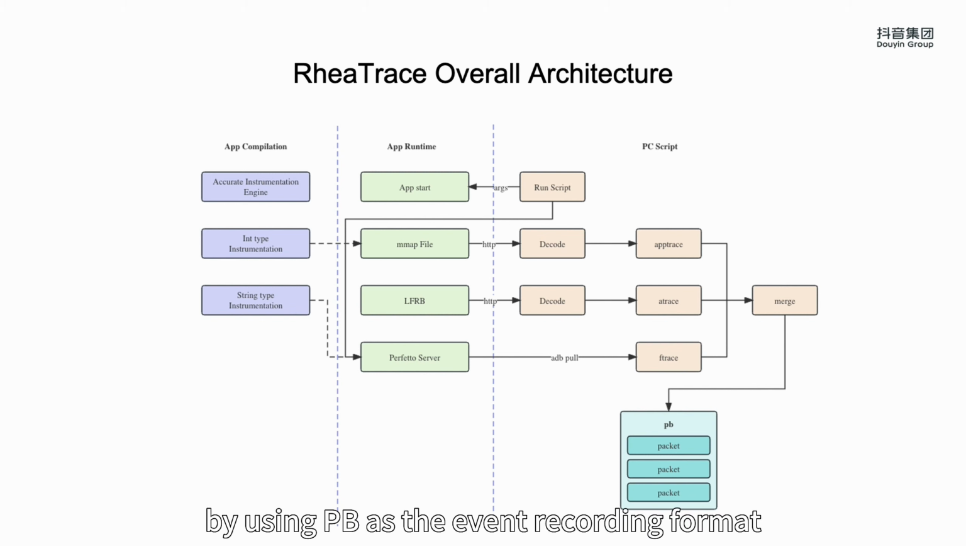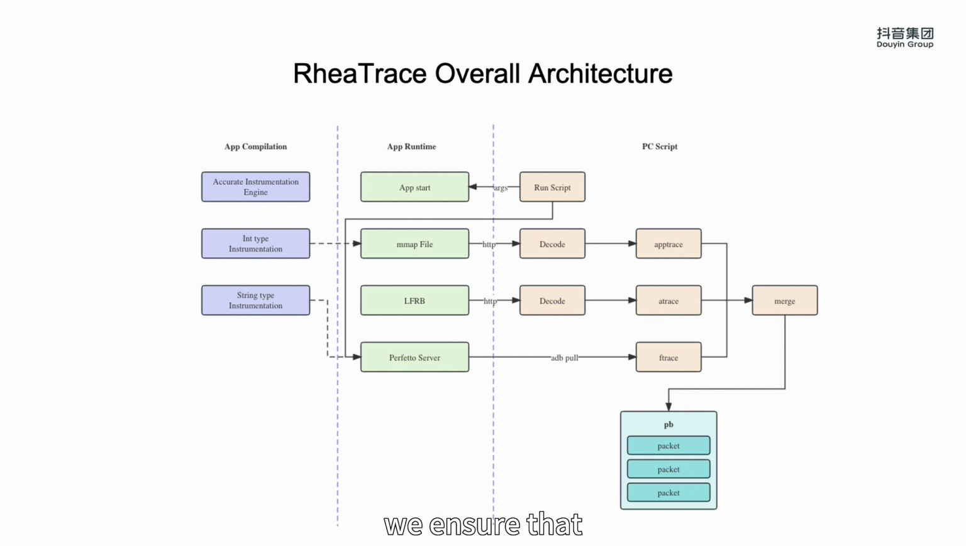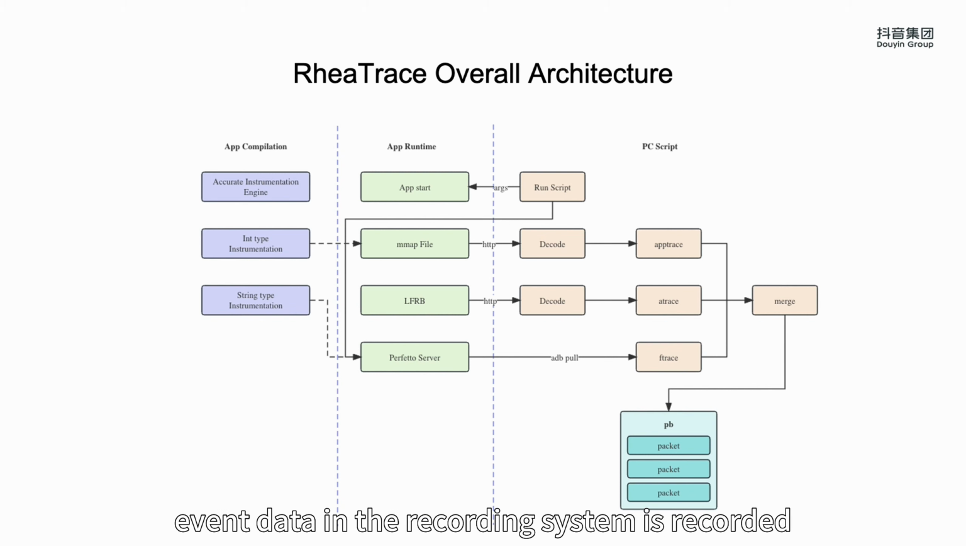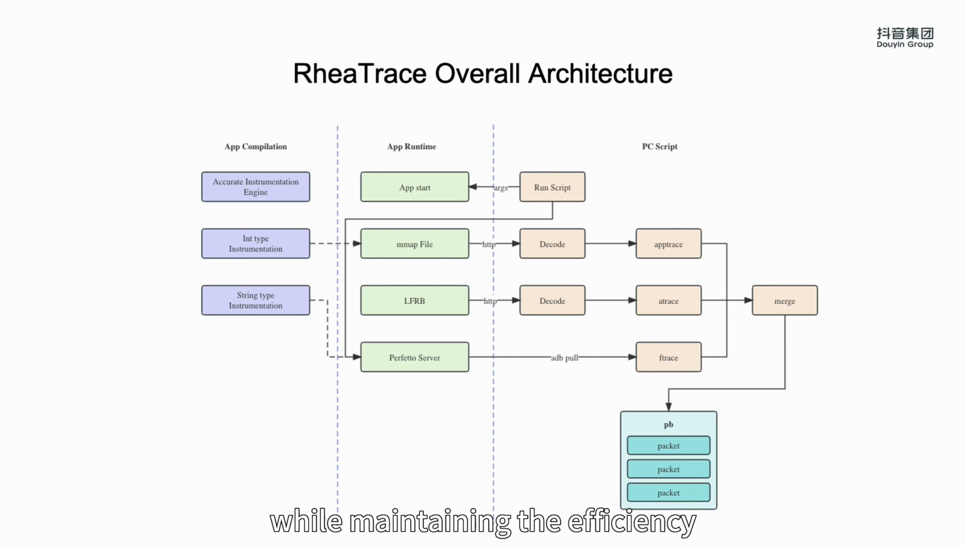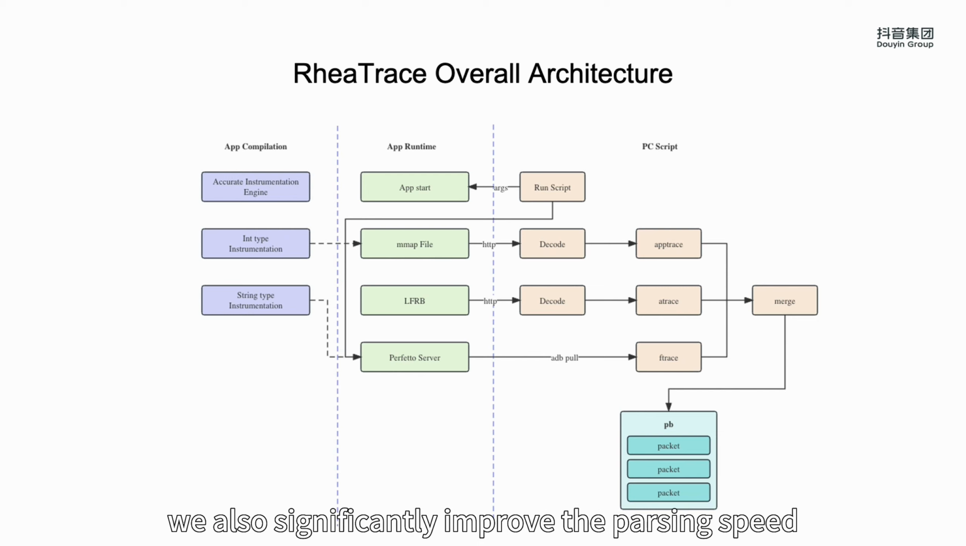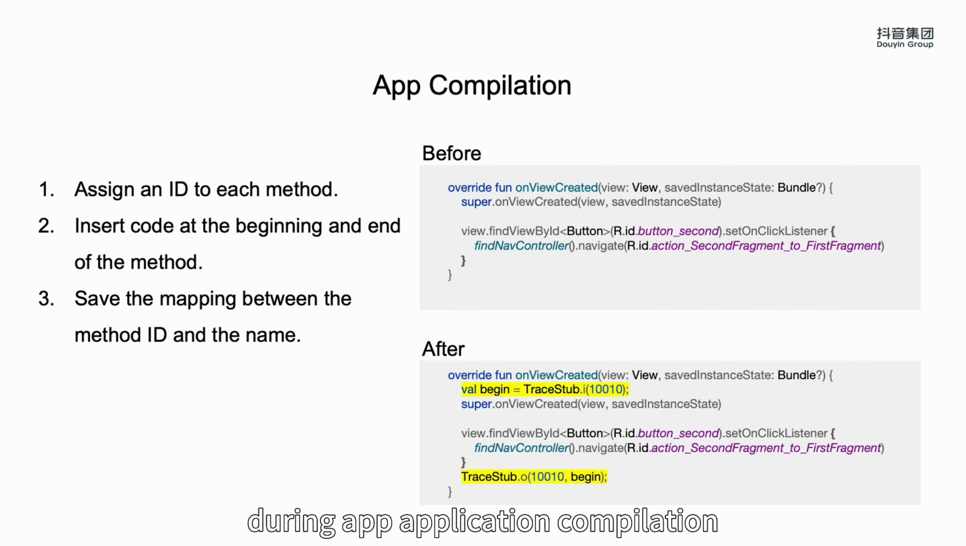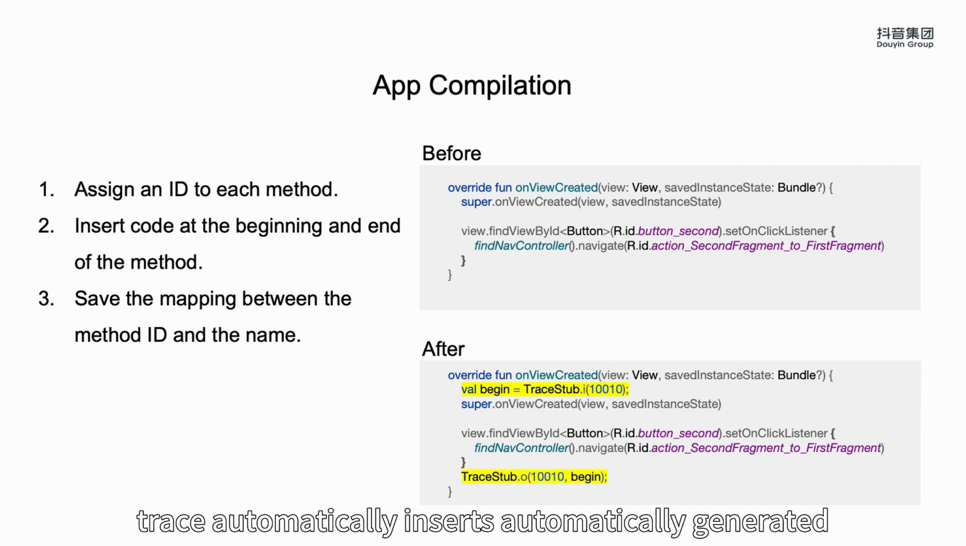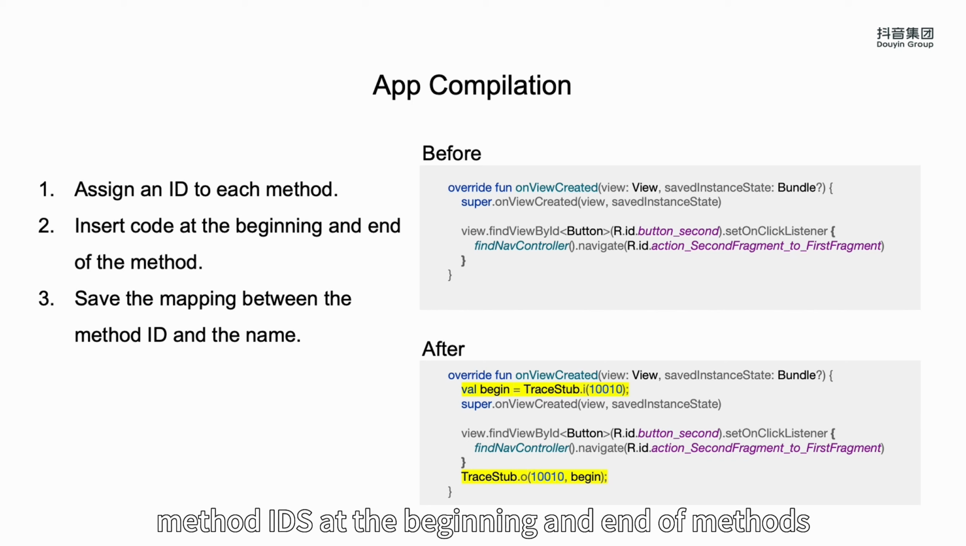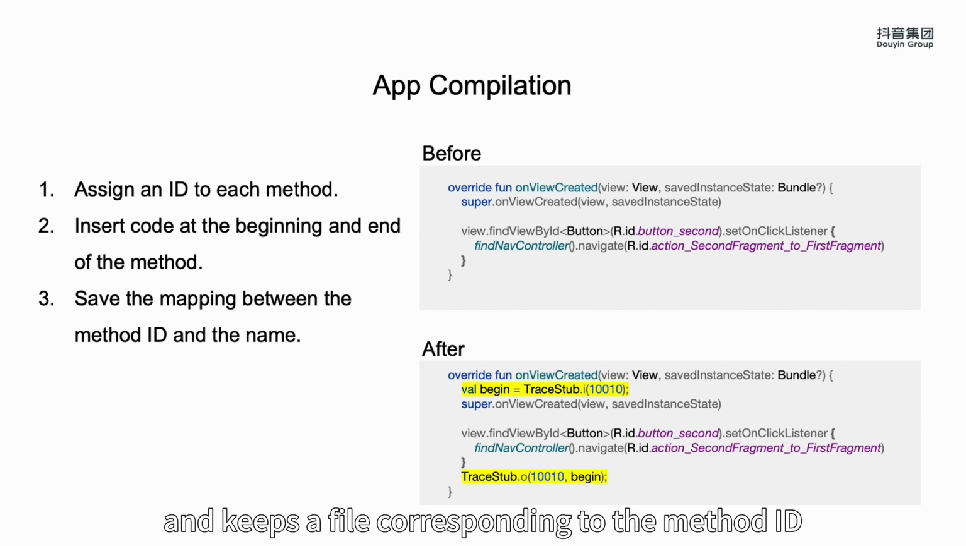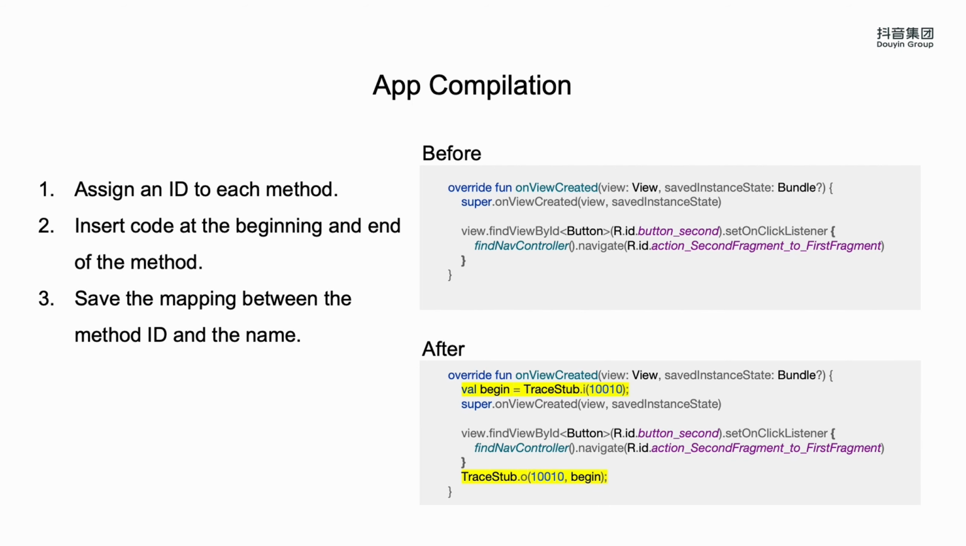By using PB as the event recording format, we ensure that event data in the recording system is recorded while maintaining the efficiency and scalability of the data. By reducing the file size of the product, we also significantly improve the parsing speed. During app application compilation, Trace automatically inserts automatically generated method IDs at the beginning and end of methods, and keeps a file corresponding to the method ID and method.